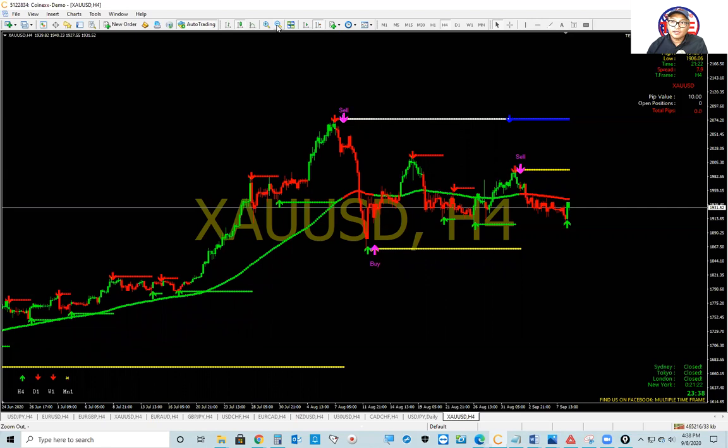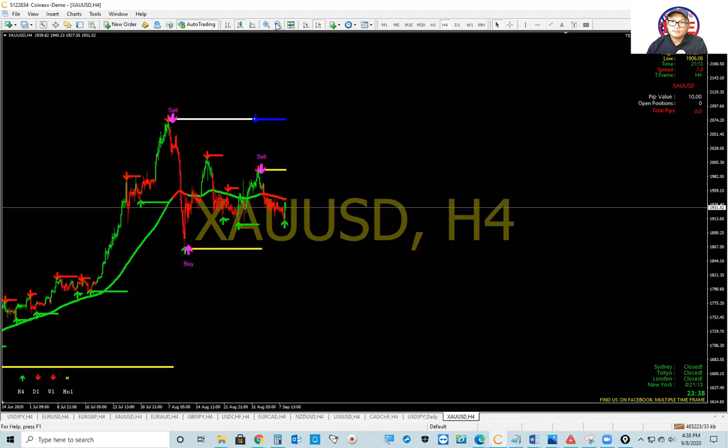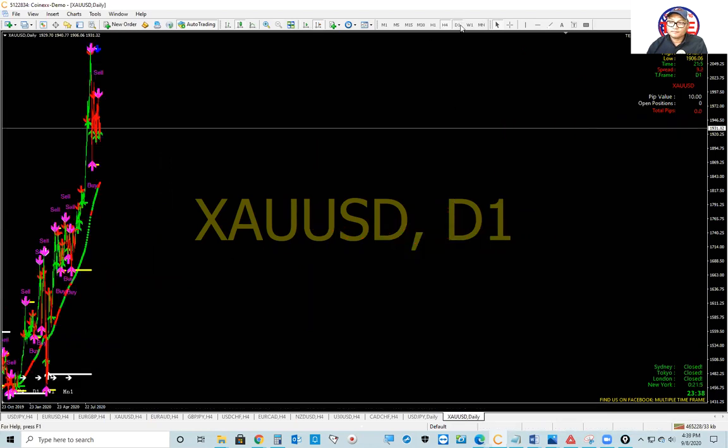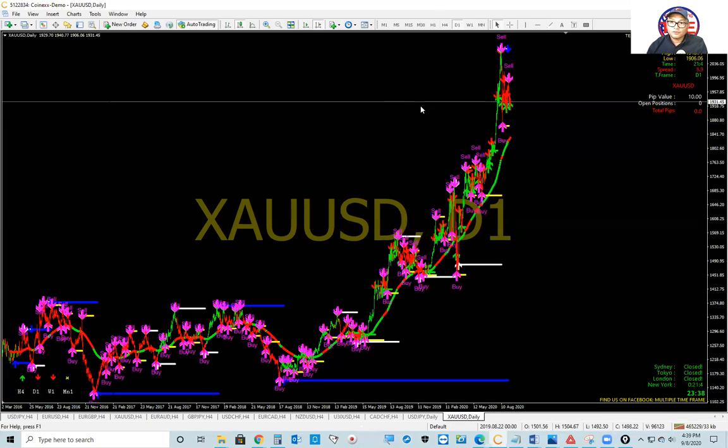So let's zoom out more. Sometimes you're not gonna be able to see it, so you gotta go to the daily time frame. So all you're doing, not even the daily, look at this one. It has been bullish for over 2 years. We all know that.